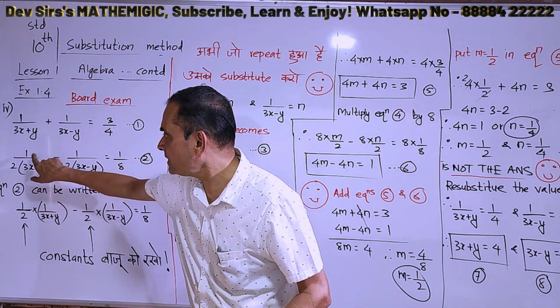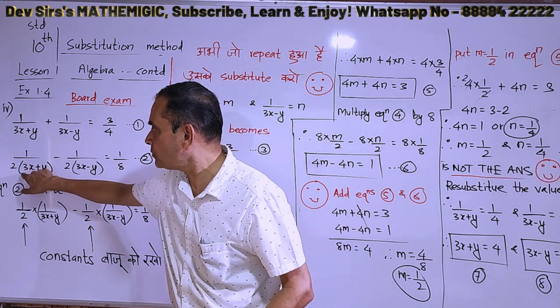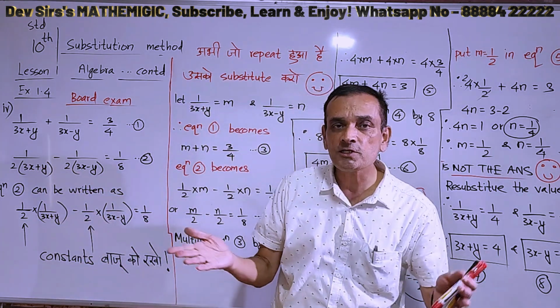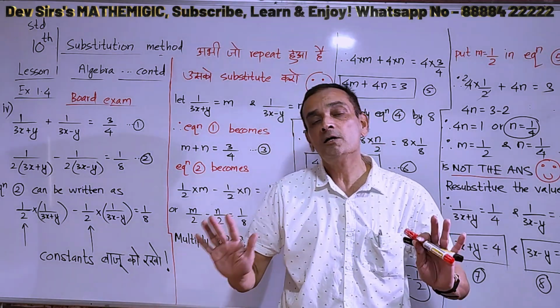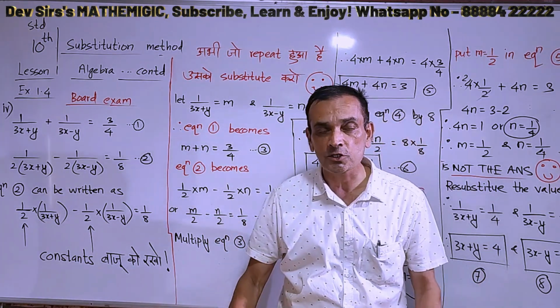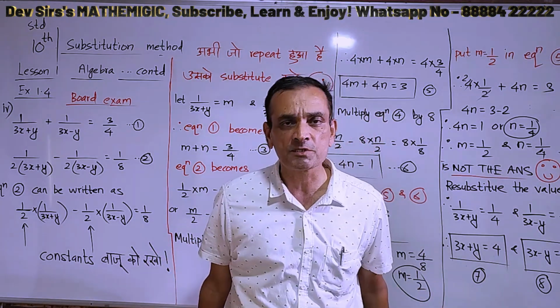1 into 1 is 1. 2 into 3x plus y is 2 into 3x plus y. We are not changing the problem, सिर्फ rearrange किया. अभी rearrange क्यों किया yesterday देखा है, so that we can make a substitution. The purpose of writing all this is so that we can make a substitution.